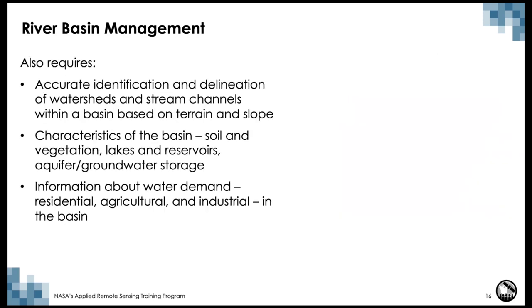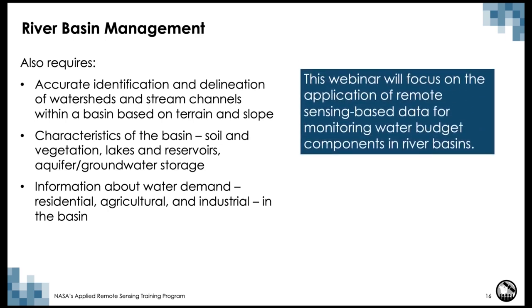So river basin management also requires accurate identification and delineation of watersheds and stream channels within a basin based on terrain and slope. Then characteristics of the basin, that means soil, vegetation, lakes and reservoirs within the basins, aquifer and groundwater storage. So these have to be known. And information about water demand, such as residential use, agricultural demands and industrial use within the basin. So these factors have to be known.